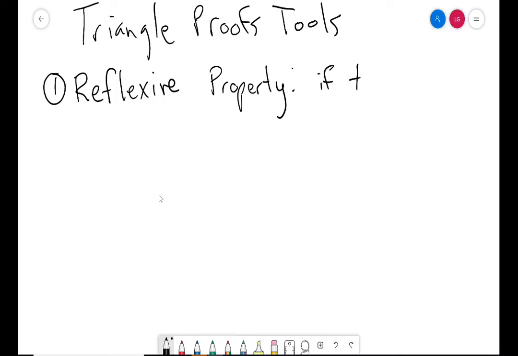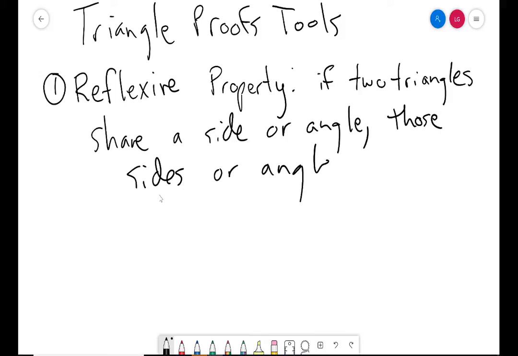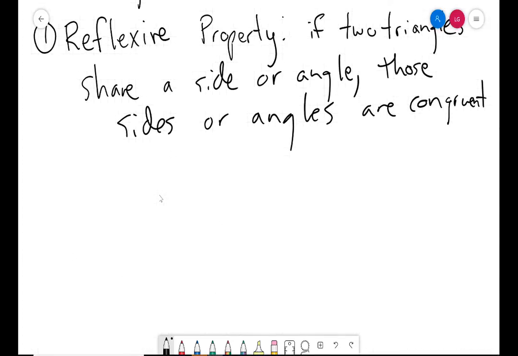It's not necessarily limited to this first statement of if two triangles, but really if two mathematical objects, if two triangles share a side or angle, those sides or angles are congruent. It's a relatively simple statement, but it's nice to have it be formalized here. We're saying that the same thing is equal to itself.